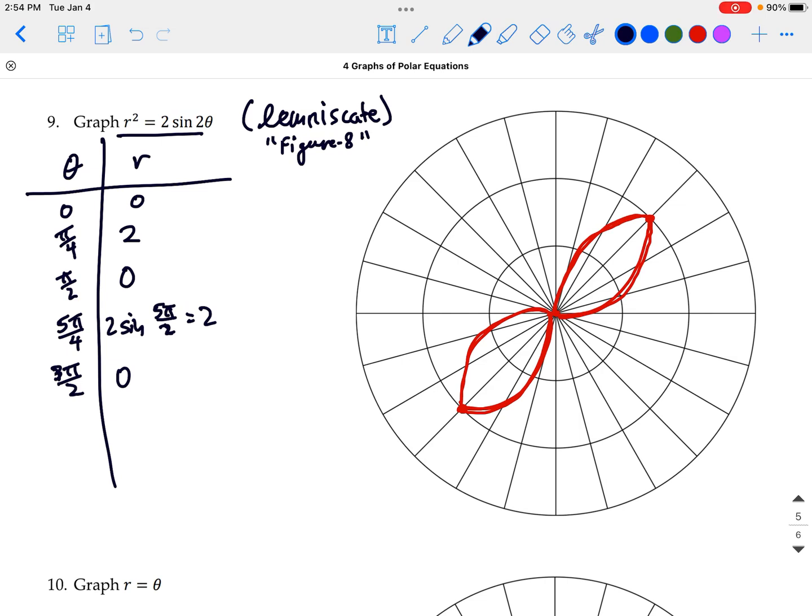And so what we'll see is that any angle measured in the second quadrant or the fourth quadrant is going to be a non-existent value of this equation, because r is required to be positive. Right? So if we're squaring r, we cannot have a negative r value. So what we end up with is this figure 8, which has slightly different symmetry. Symmetry about the pole, which is our origin symmetry.